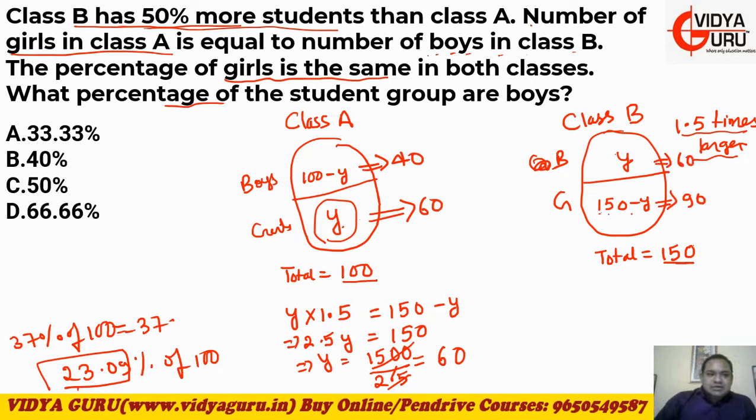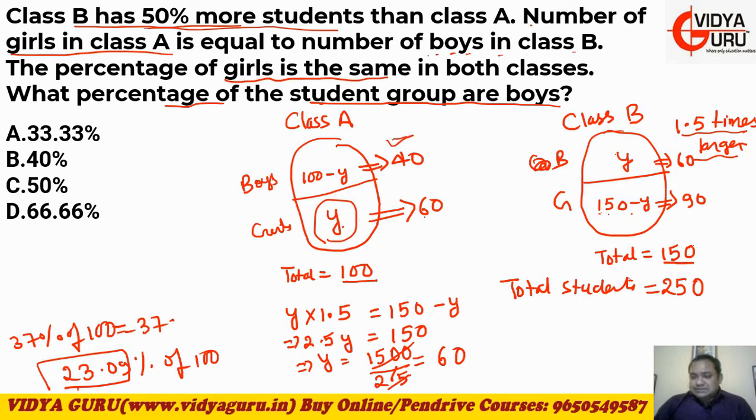What is the question? The question is, what percentage of the student group are boys? So total students in both the classes, because they are asking about the group. Total students 100 plus 150, that is equal to 250. Out of this 250, what is the percentage of boys? Considering both the classes together, how many boys are studying? In this one 40 and here 60. So total boys 40 plus 60 is equal to 100. That means boys are what percentage of total students?